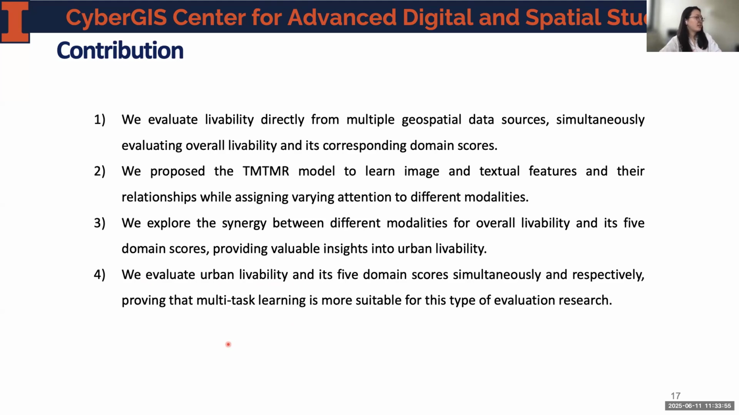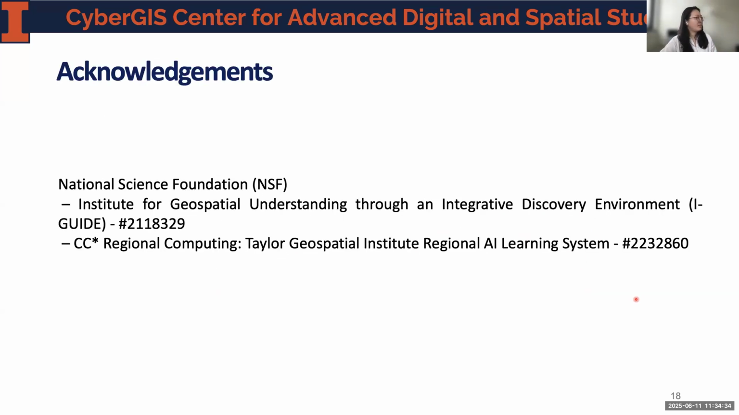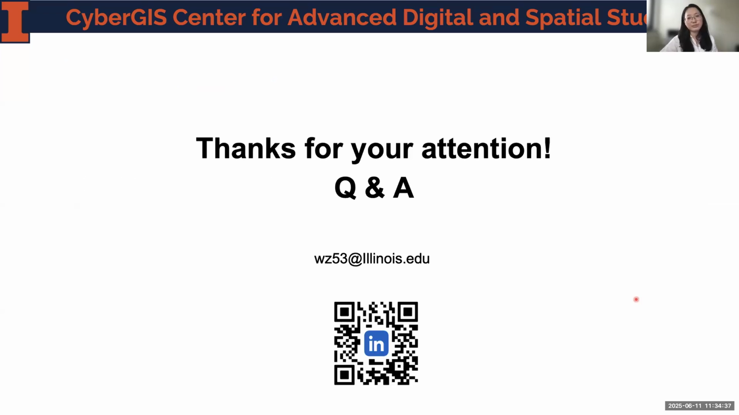The contribution of this work is summarized like that. We have evaluated the livability directly from multiple geospatial data sources. We have proposed a new deep learning network to learn the features of those four modalities and their relationships. And we explored the synergy between different modalities for the overall livability and its five domain scores. We have evaluated urban livability and five domain scores simultaneously and respectively, showing that multitask learning is more suitable for these types of evaluation research. This is the acknowledgement, and thank you.